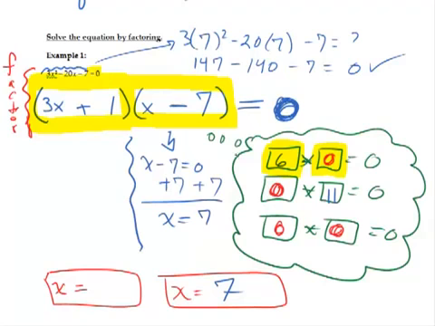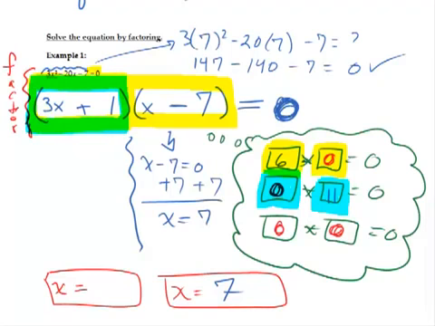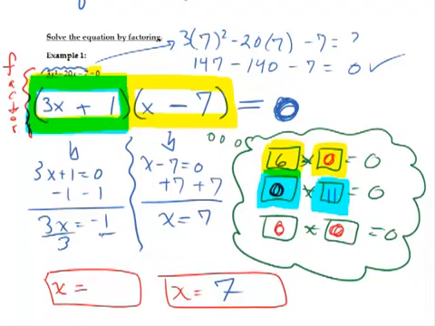It's also possible that maybe it's not the second piece equal to 0, but maybe it's the first piece that's equal to 0. And so we're going to take this and say, okay, what if 3x plus 1 was equal to 0? What is the value of x in that case? Because we'd have 0 times something to give us 0. So we'll move over our pieces, isolate our x, and we end up getting x is negative 1/3.